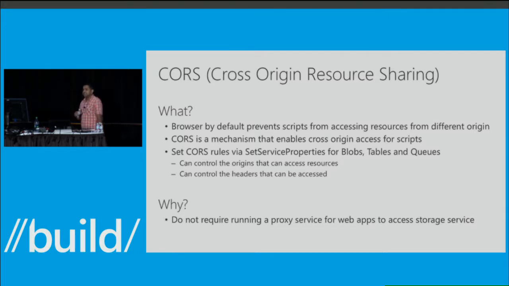And so you can set your CORS on your storage account so that now blobs, tables, and queues will provide these CORS headers so that your web app can directly talk to the storage service rather than running a proxy service. You can control the origins that this needs to be accessed from. You can control the request headers and the response headers, and also a lot of other settings like caching and things like that. So you can control a lot of things pertaining to CORS using, again, set service properties on blobs, tables, and queues.